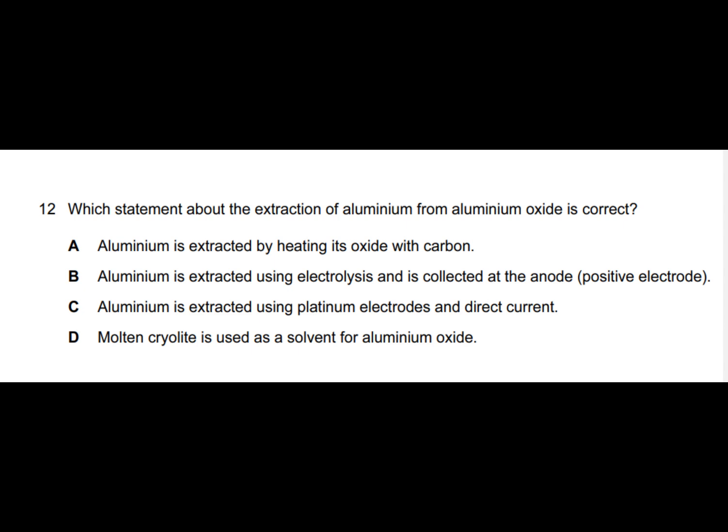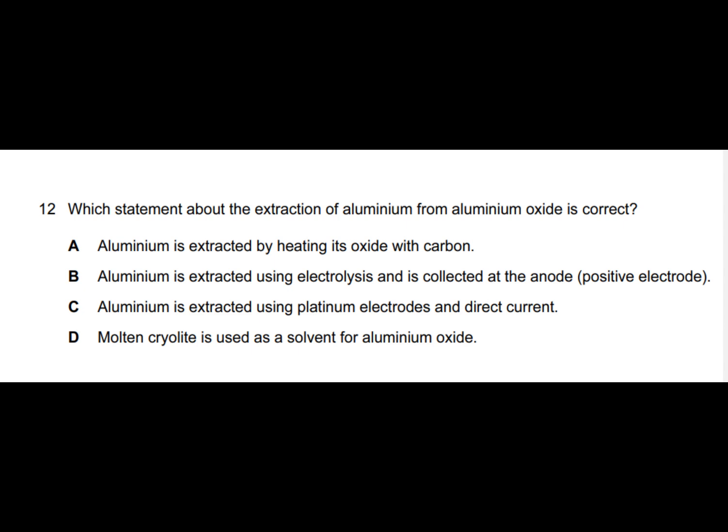Okay, I think this is the last question of this video because I don't want to make it a longer video, as students get so bored. This question says which statement about the extraction of aluminium from aluminium oxide is correct. Let's read the options. Alpha says aluminium is extracted by heating its oxide with carbon. No, not at all. Aluminium is very high up in the reactivity series. It cannot be reduced with carbon. We have to do electrolysis.